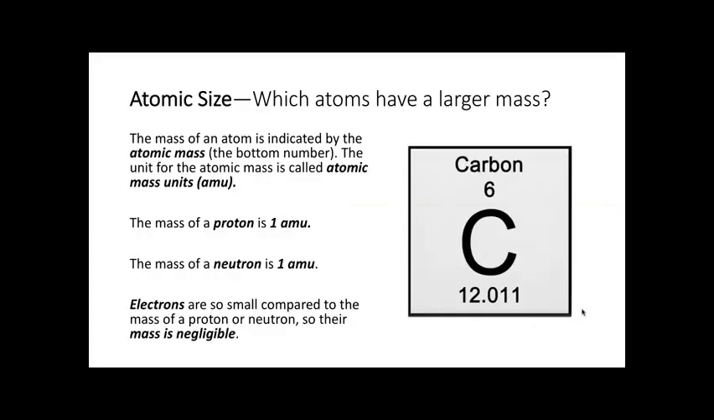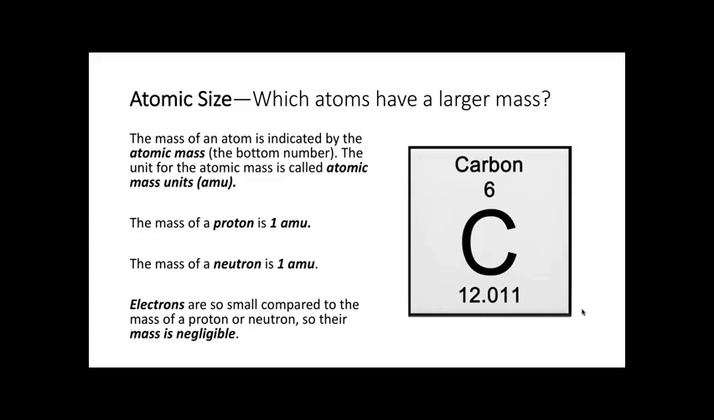So the next thing I said that we were going to talk about was the atomic size. So the atomic size can refer to the mass and also the radius. So first we're going to talk about the mass. So we have our carbon again. And remember, we said the bottom number is called the atomic mass. That's the number of what?